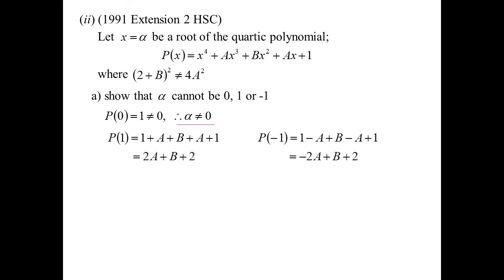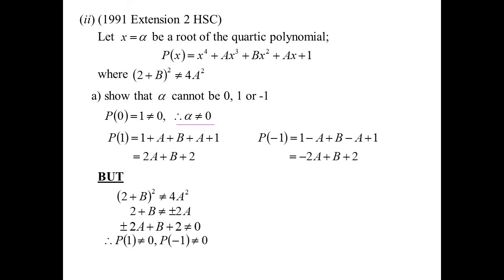That's where the other bit of information now becomes useful. Hang on a sec, they told me 2 plus b squared cannot equal 4a squared. Well, that means that 2 plus b can't equal plus or minus 2a. So plus or minus 2a plus b plus 2 can't equal 0. Oh, hang on. The first one was plus 2a plus b plus 2. Well, we just said that can't equal 0. And minus 2a plus b plus 2, that can't equal 0. We got it. So they can't equal 0, so therefore alpha can't be plus or minus 1 either.